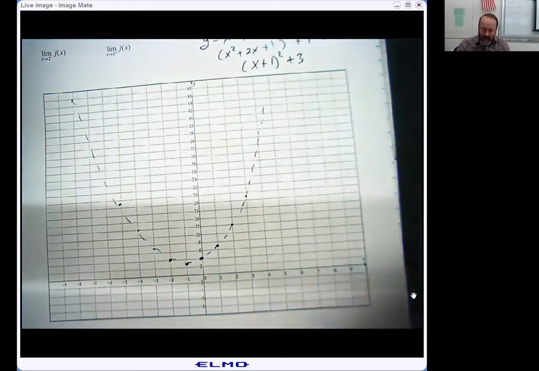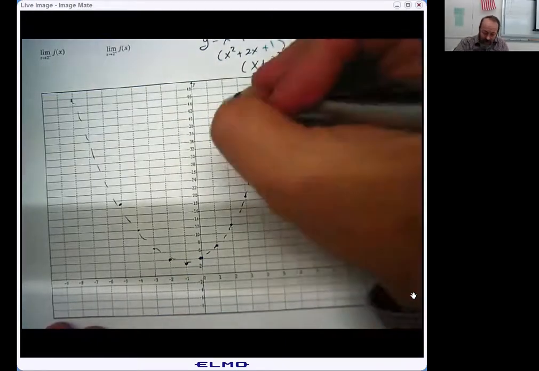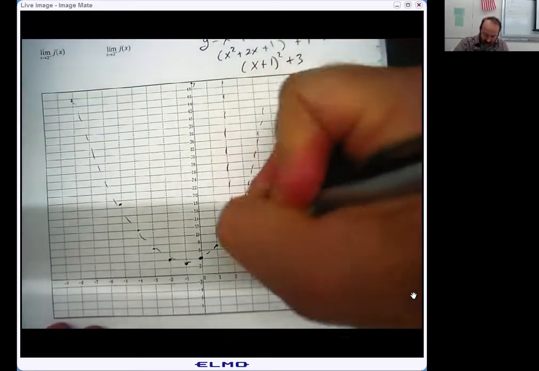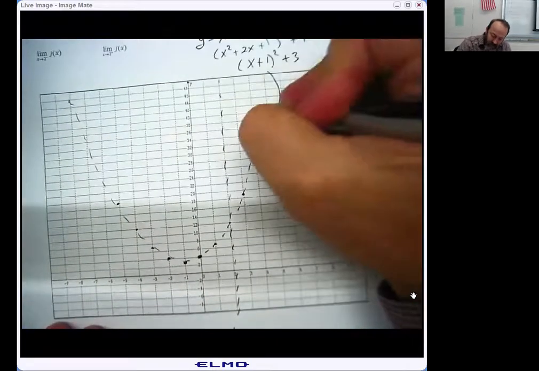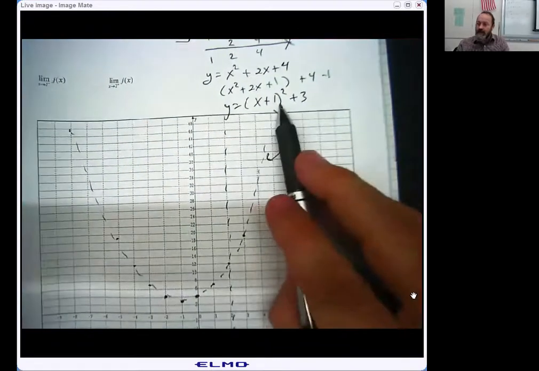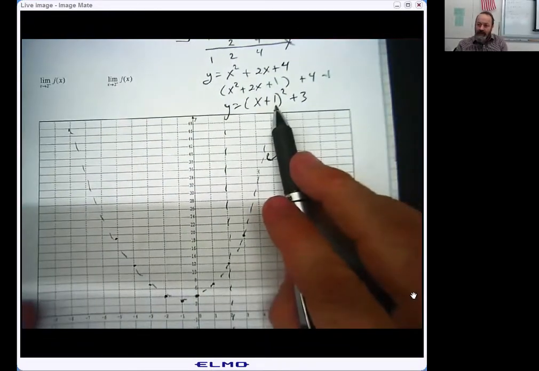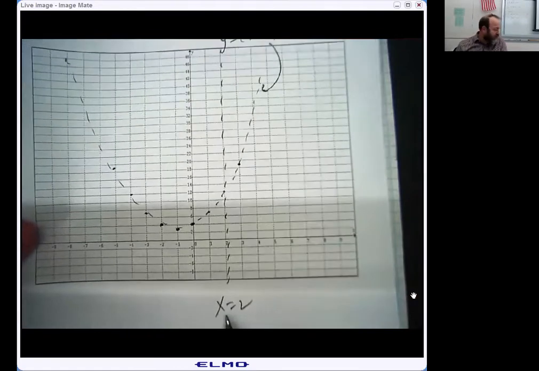I also know that it gets very, very close to x equals 2. So I've got a vertical asymptote at x equals 2. And of course, this is my end behavior asymptote right there, y equals (x plus 1) squared, and with a plus 3, my little thing right there.